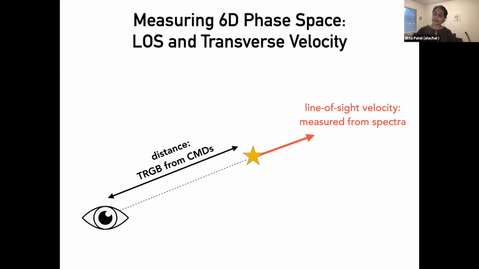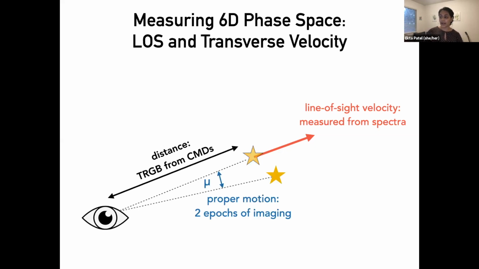So very simply, if you're an observer looking at a star in some satellite galaxy, you might know the distance to that satellite using deep CMDs and the tip of the red giant branch method, and you can go out and measure a spectrum and get a line of sight velocity. If you additionally have the ability to track the motion of that star over time through two different epochs of imaging with references, such as distant background galaxies or quasars, you can then derive a proper motion, which is the change in angle across the sky over time. And this proper motion in combination with distance gives you a transverse velocity.